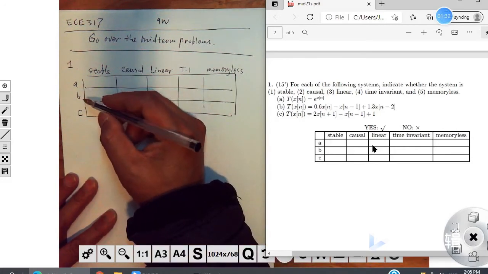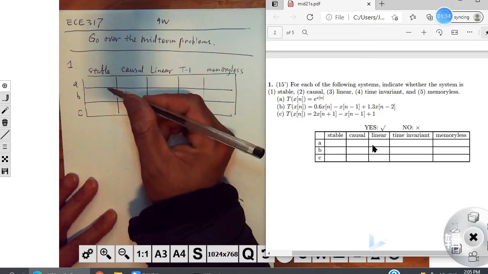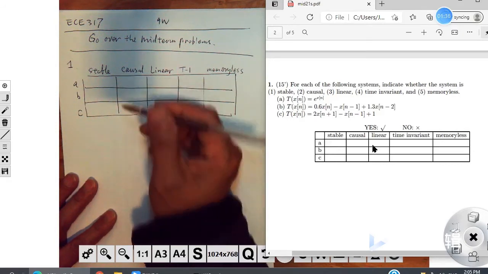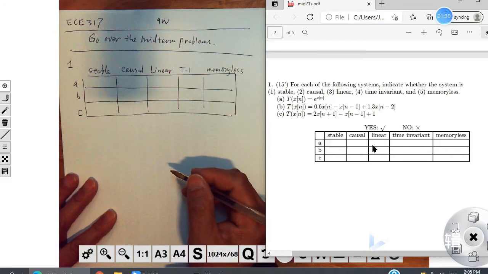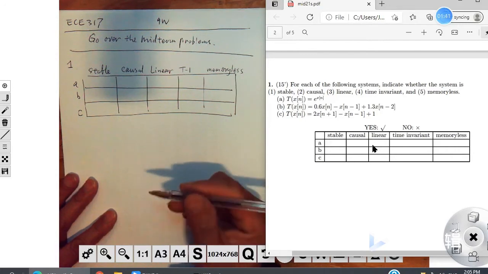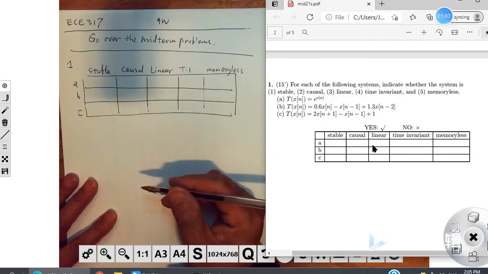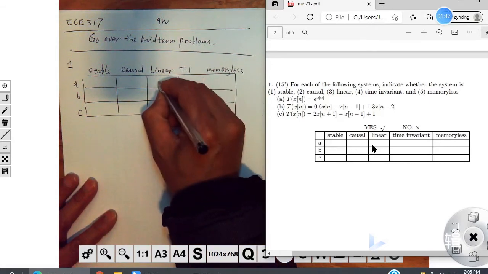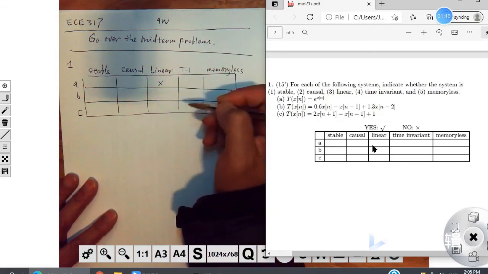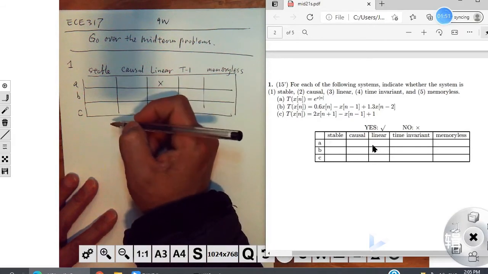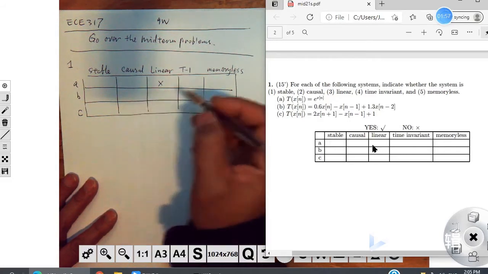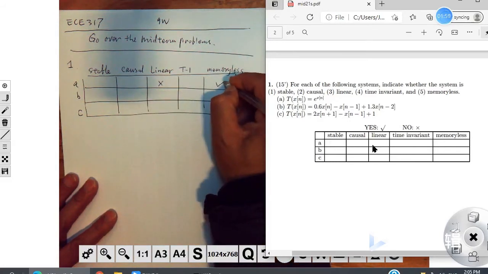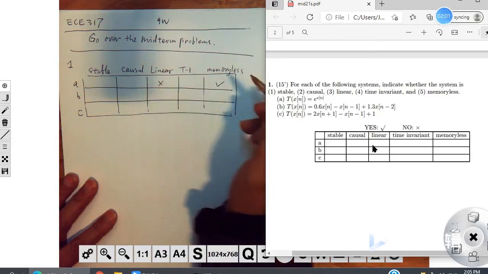First one, T of x of n equal to e to the x of n. Of course this is not linear, right? It's an exponential problem. It is not linear, and the output depends only on x of n. So this is memoryless as well as causal, right?